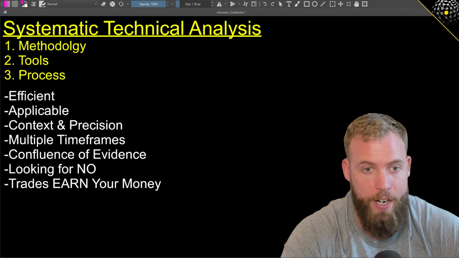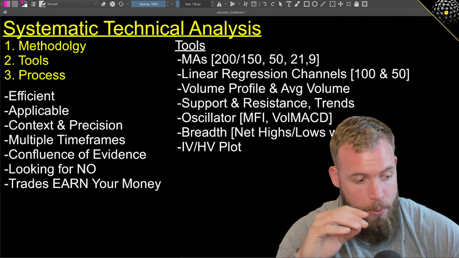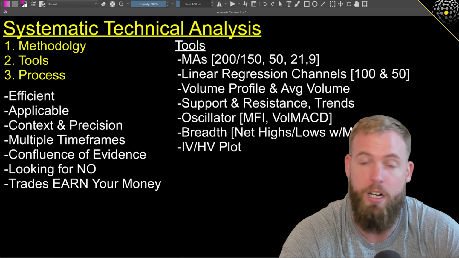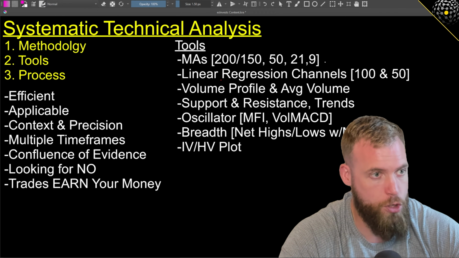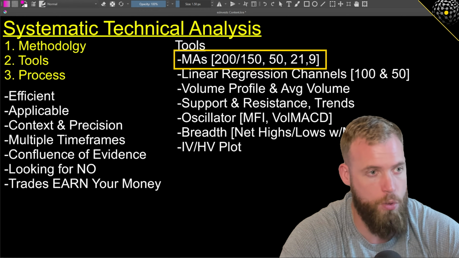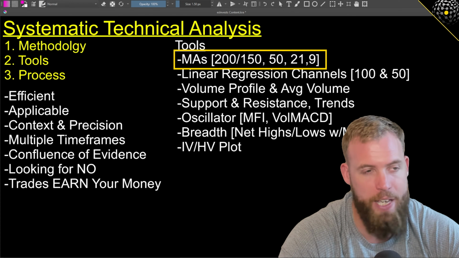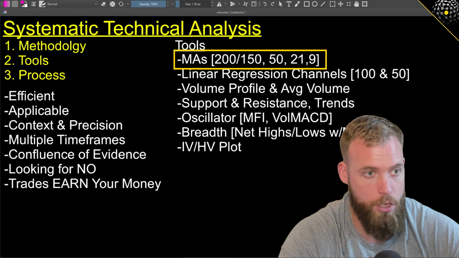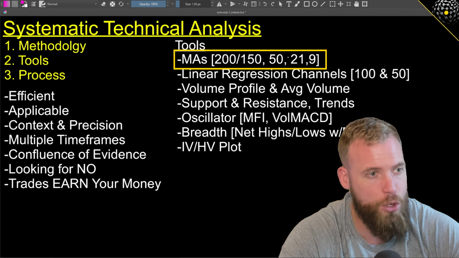This should be pretty straightforward for most people if you've ever looked at my charts, but I want to look at the tool and then I want to show you it on the chart quickly. So first things first, we have moving averages. We have a long-term moving average, which is the 200 or the 150. Then we kind of have a mid-long term, which is like a 50-day, and then two shorter-term moving averages, a 21 and a 9. These numbers change slightly.